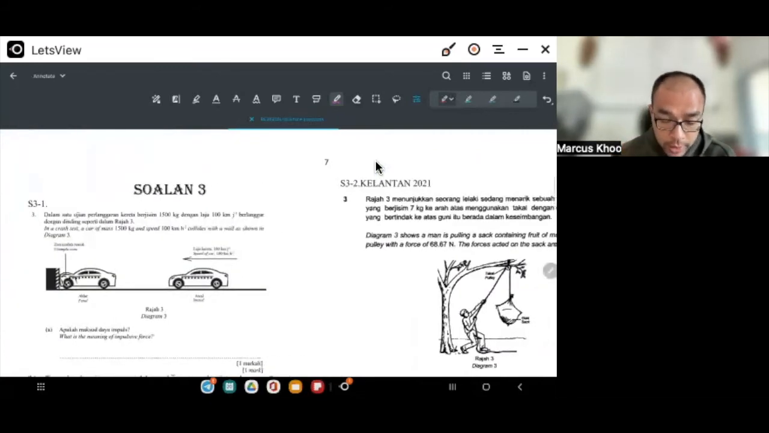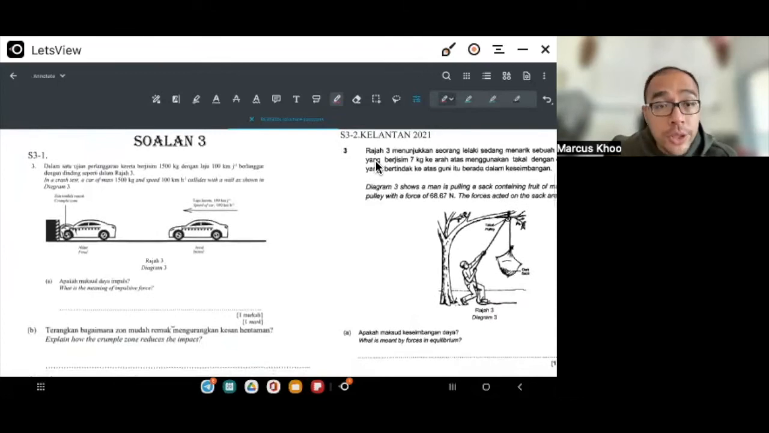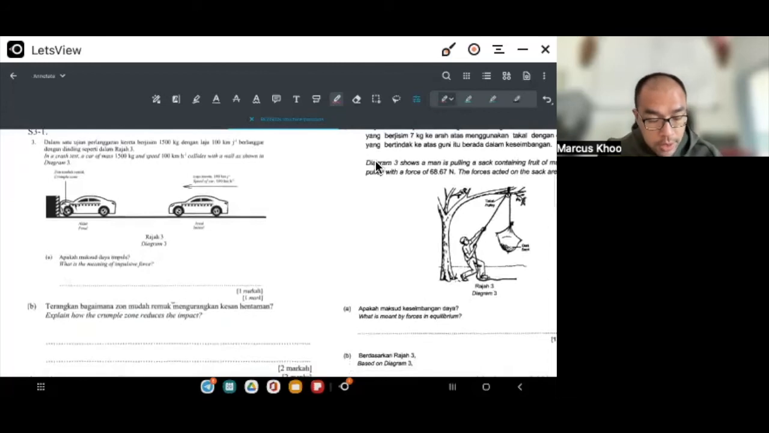All right, let's go to the next set of questions. Question number 3. What is the meaning of impulsive force? Impulsive force is the rate of change of momentum. For a definition, you can't really run much from there.